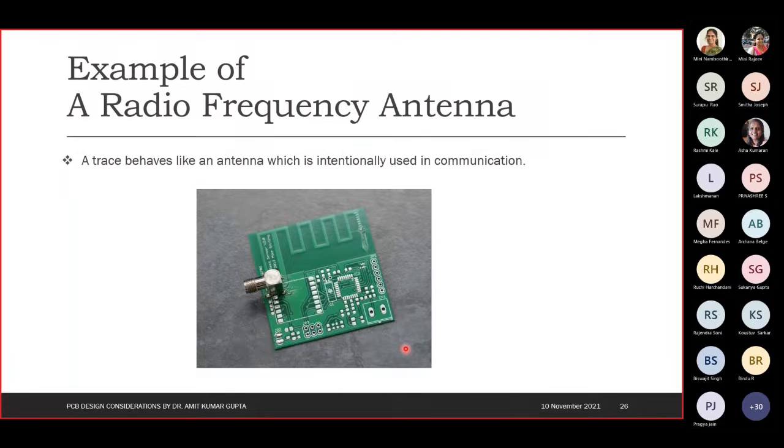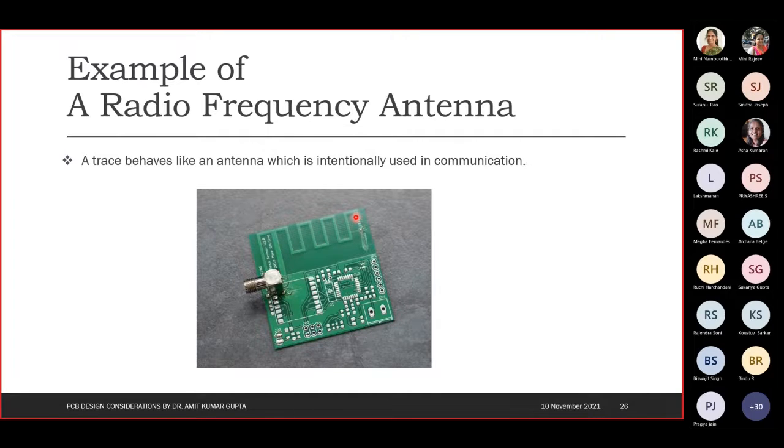One example of a radio frequency antenna I will tell you. The size of this PCB is approximately 1 inch by 1 inch, and they have made an antenna within the PCB. This up and down pulse kind of structure we see here is nothing but an antenna. They created this intentionally. This is called an RF antenna we get in the market, and the PCB itself, this is the trace.